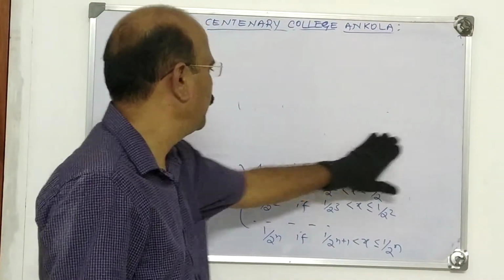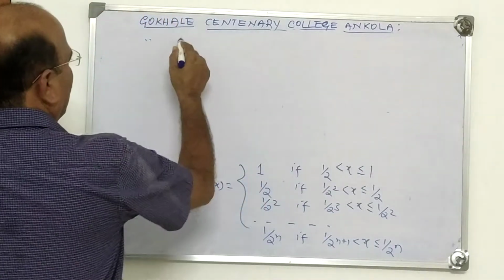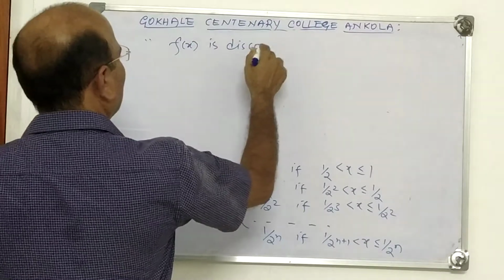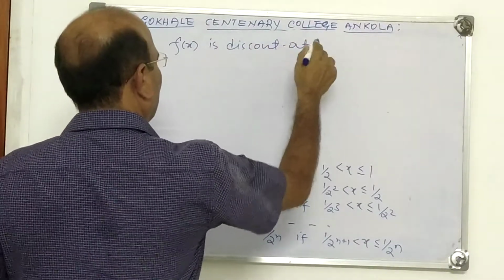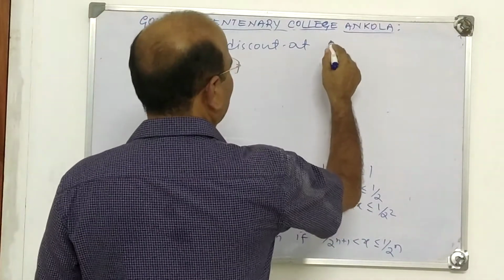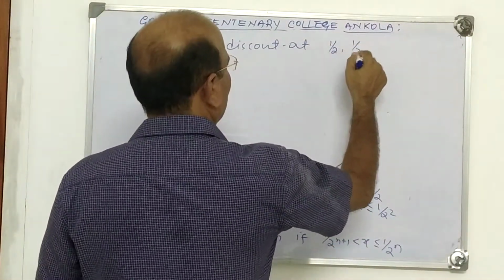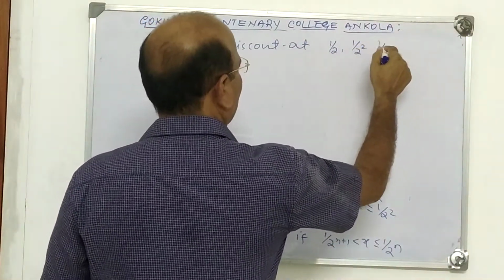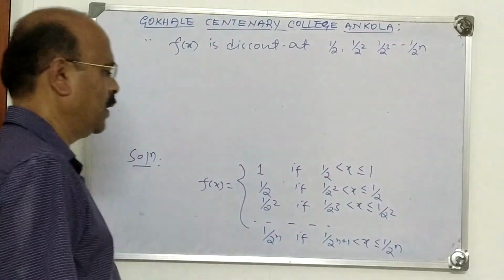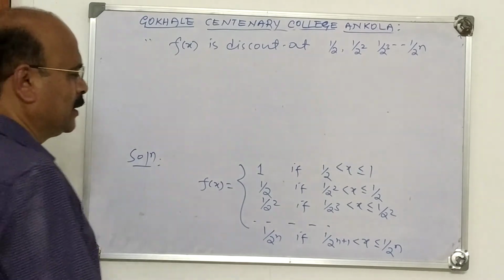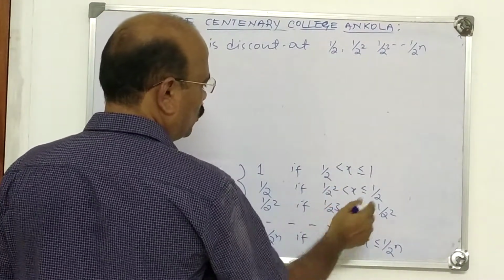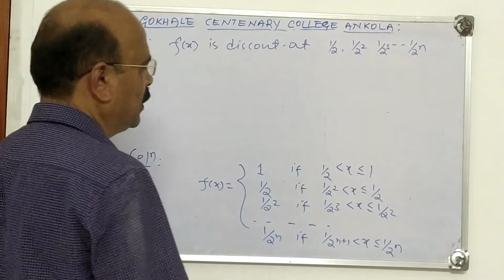Now f(x) is discontinuous at a set of points. What are the points of discontinuity here? It is discontinuous at 1/2, 1/2^2, 1/2^3, up to 1/2^n. At all these points it is discontinuous: 1/2, 1/2^2, 1/2^3, etc.